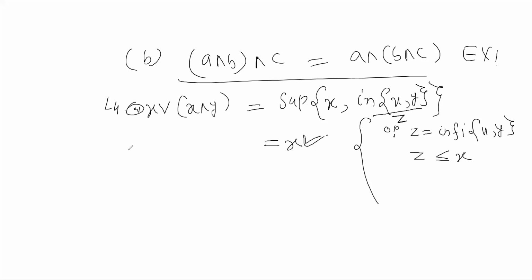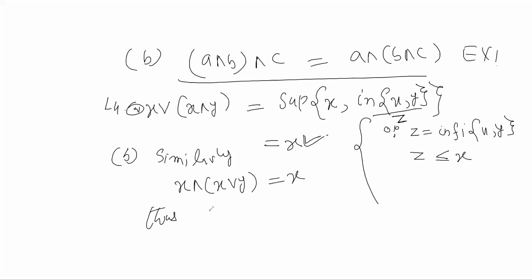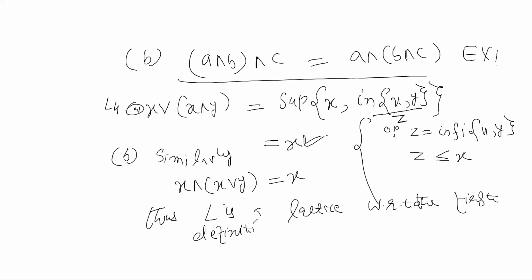Similarly, X meet (X join Y) is also X. So thus L is a lattice with respect to the first definition. Hence the two constructions are inverses of each other.